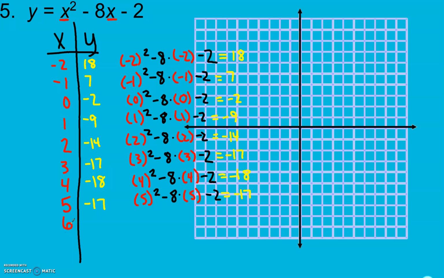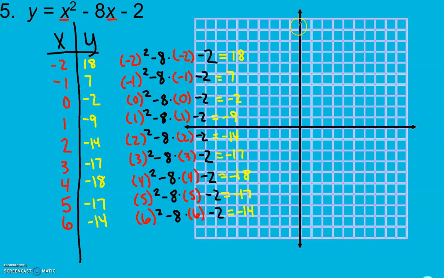I need 2 points on each side, at least, of the lowest point, just to make sure that that is in fact our lowest point or our highest point. So I'm going to try 6 just to double check. And here I get -14. So I am on the right track. We have our lowest point. It's starting to come back up, so now we can graph.